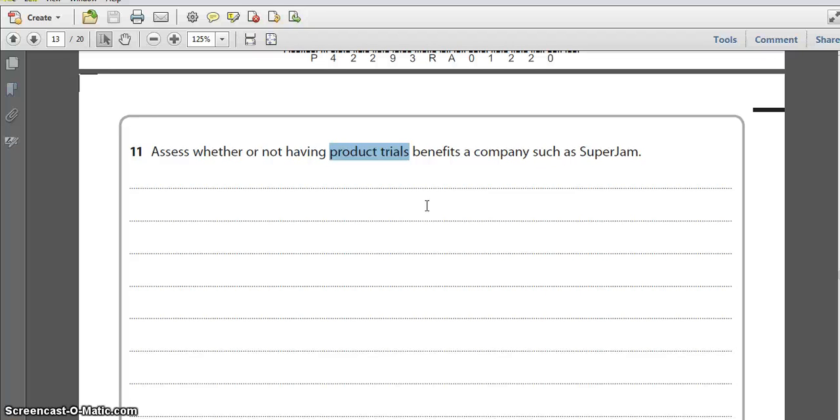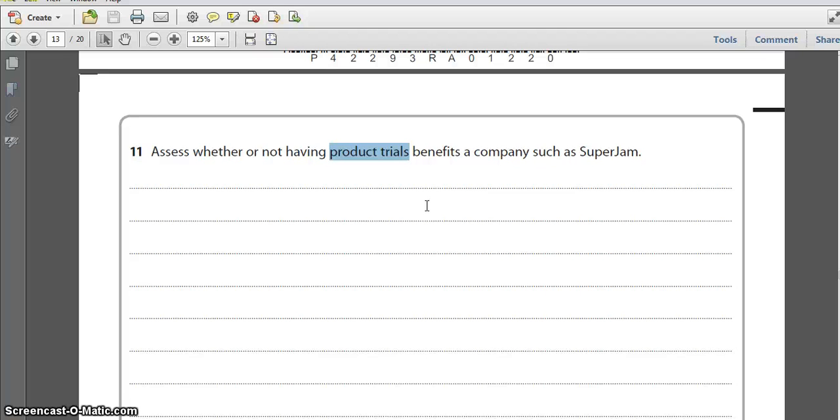This is application. He went door to door and he asked people if they'd like to try his jam, and he came back the next day or the next week, whenever it was, and asked them if they liked it and would they like to buy some. So he has already done product trials. Product trials have allowed him to see how popular the demand for his jam was.